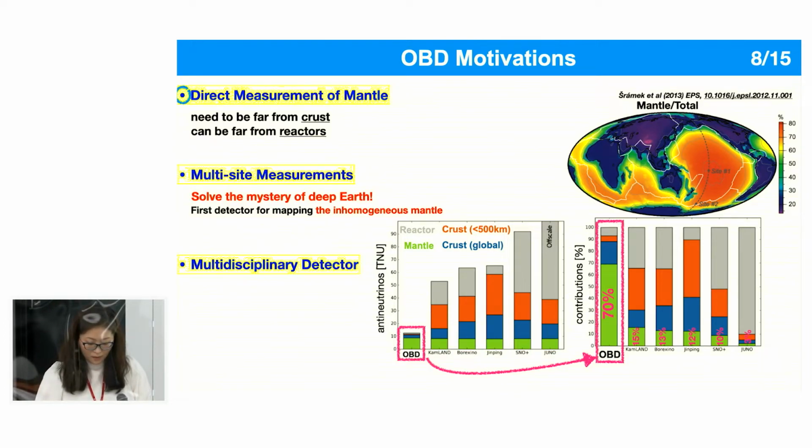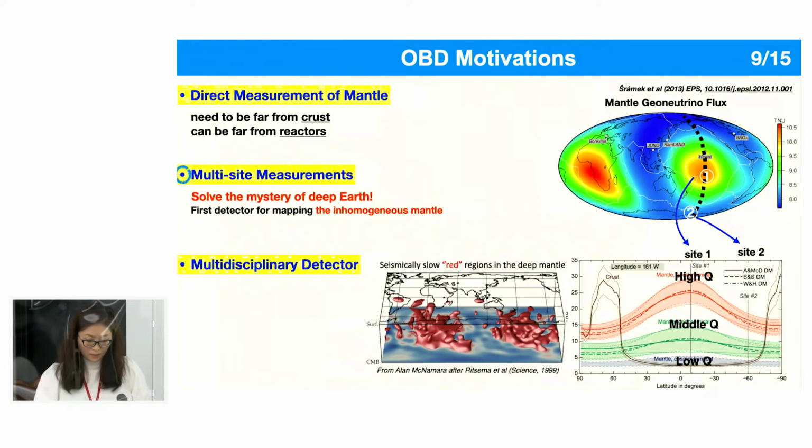So the ocean bottom detector is the only one positioned at the ocean side, but the others are on the land. So as you can see, the total number of antineutrinos is low, but the contribution from the mantle is 70% if we can measure in the ocean. And multi-site measurement is very good.